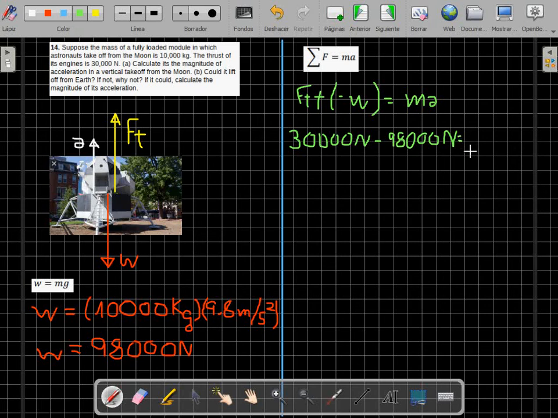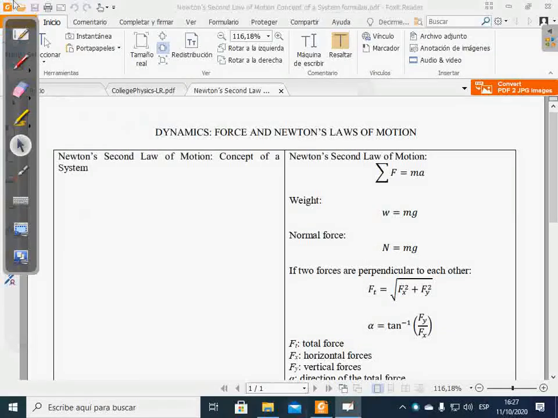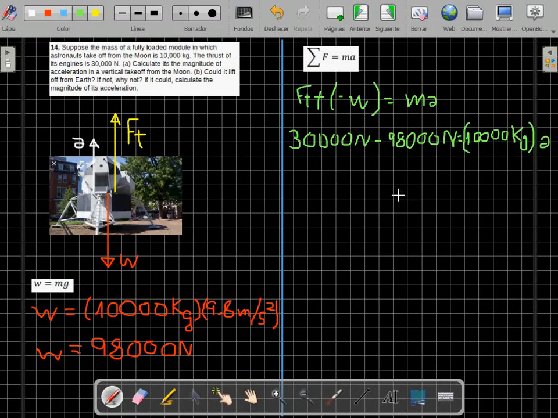Equals 10,000 kilograms times the acceleration. Okay, it's time to subtract. 30,000 minus 98,000 is going to be negative 68,000 newtons.